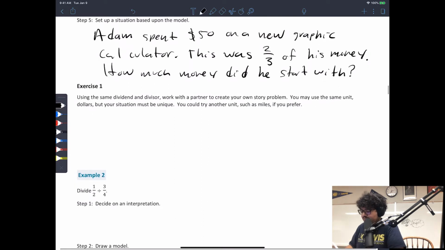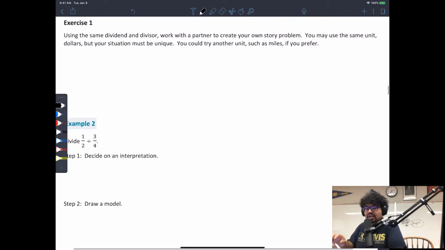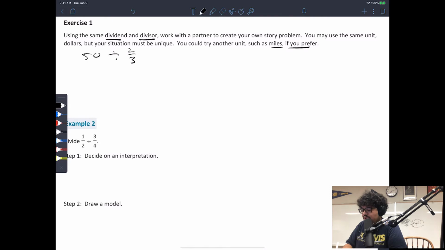Okay, exercise number 1 says, using the same dividend and divisor, work with a partner to create your own story problem. You may use the same unit, dollars, but your situation must be unique. You can try another unit, such as miles, if you prefer. So let's actually try miles this time. But remember that we have to use the same dividend and the same divisor. So we have to use 50 divided by 2/3.